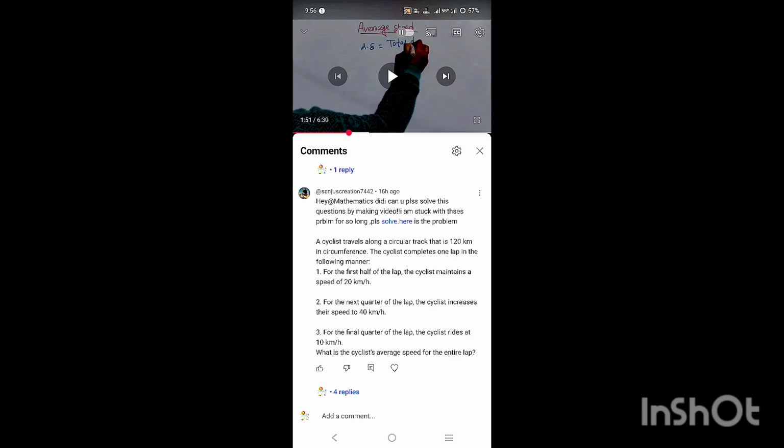First, see what the question given here is. A car is running on a circular path and the circumference of the circle is 120 kilometers. Do you know what circumference is? Circumference means the outer lining of a circle. So basically you can say that the total length of the path is 120 kilometers here.